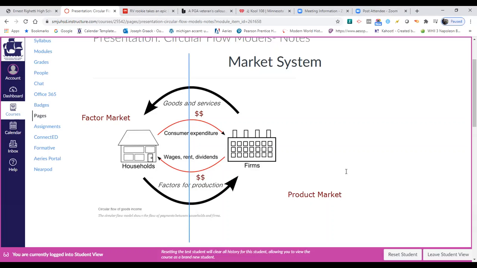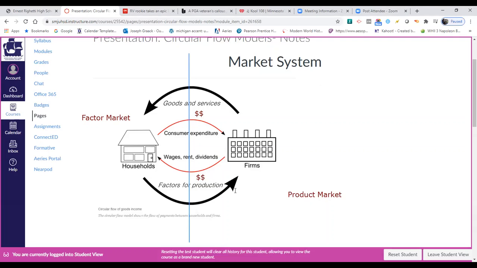Any questions on that so far? So basically, all the wages, rents that we get go to the firms. No, all the wages, rent, and dividends are paid by the firms or businesses to the households for people working for them. Oh, okay. Any other questions on that? That was a good one.